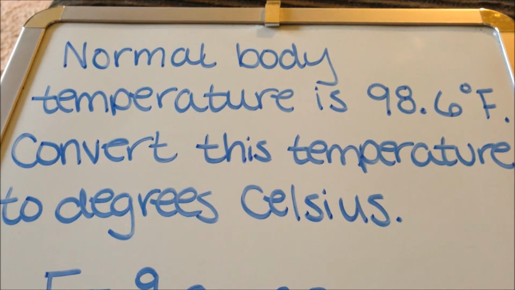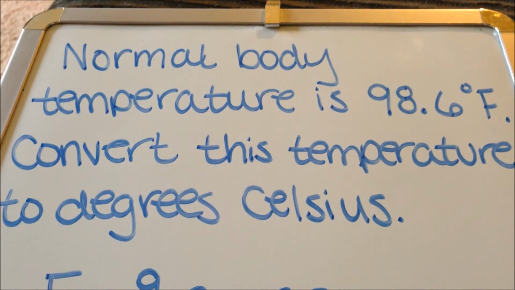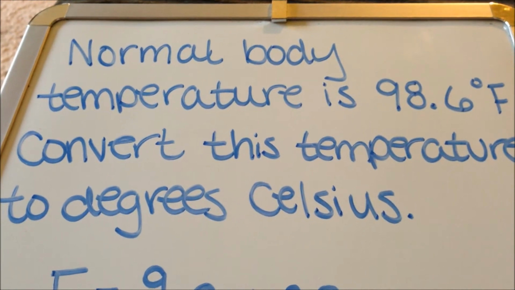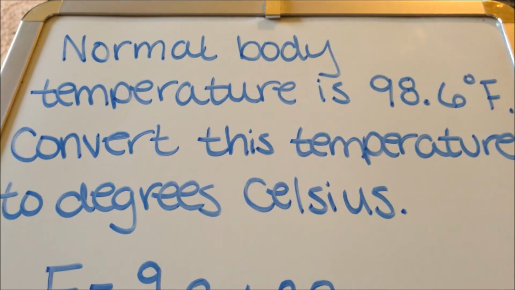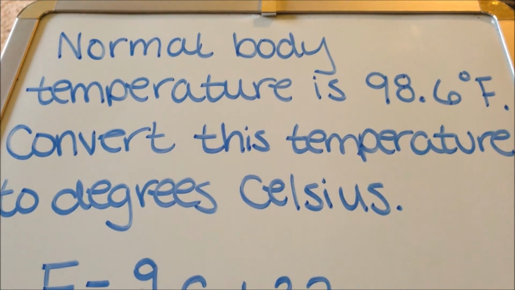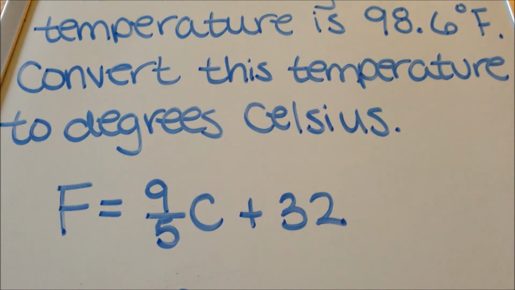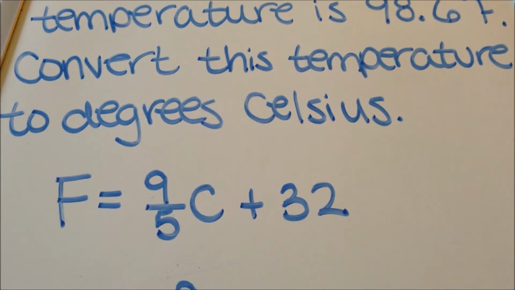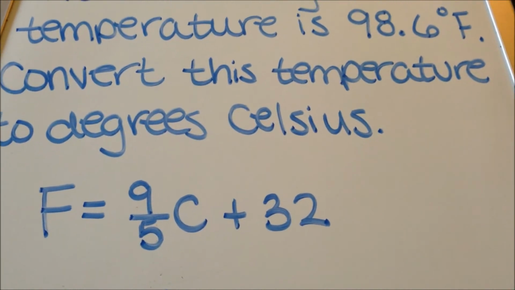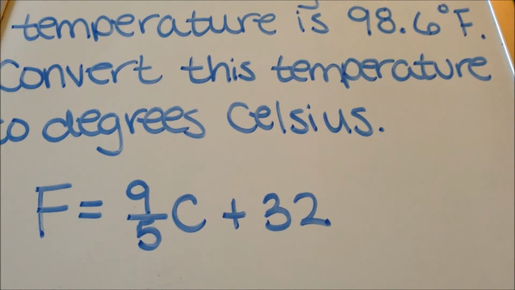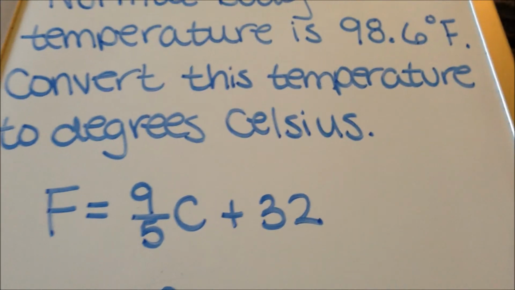Let's try some problems now involving a formula. For example, normal body temperature is 98.6 degrees Fahrenheit. Convert this temperature to degrees Celsius. Let's use the formula F equals 9/5 times C plus 32, where F stands for the degrees Fahrenheit and C stands for the degrees Celsius.